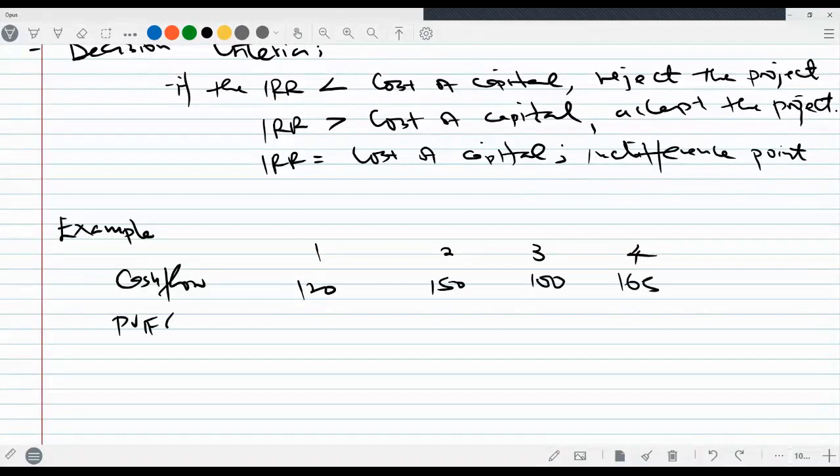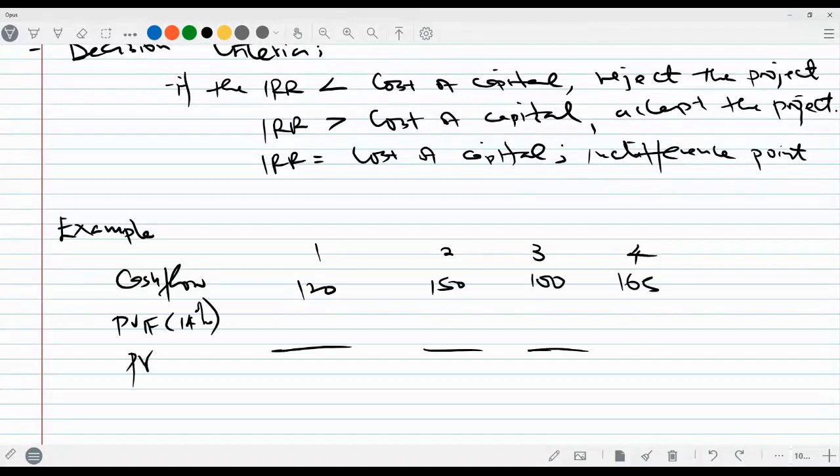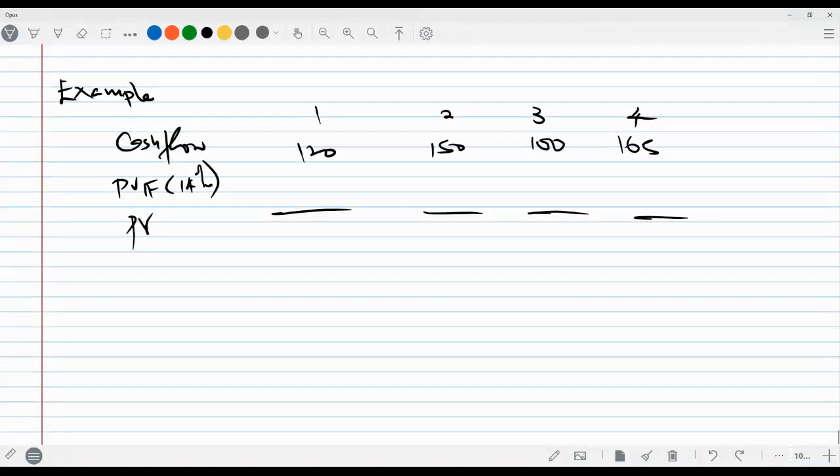Discount them back to 0 at 14%. Get the present values. It repeats the same process. Get the NPV, which of course will be the sum minus the initial investment cost, which is 400 million. What's the NPV?